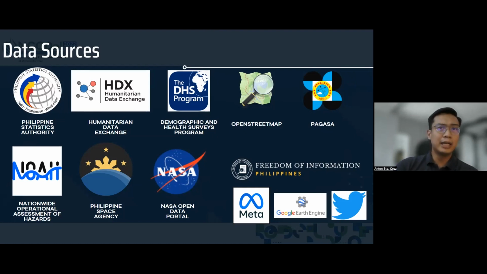Also, I would just like to highlight social media platforms like Meta and Twitter. They also provide relevant information, like what you've seen earlier, the socioeconomic status. That's just a relative index for the socioeconomic status, and it was downloaded from Meta. So you just have to search the web.